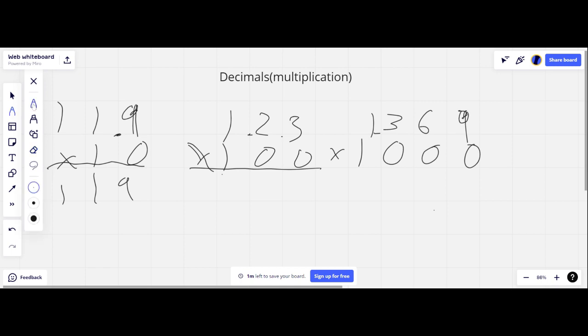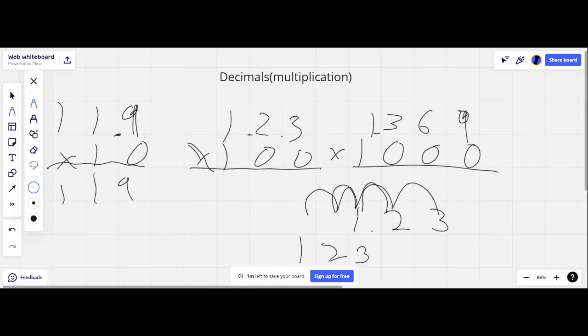Let's go on to the second question, which is 1.23 times 100. So as I said, when we multiply, we move to the left, and the number of zeros we have is the number of jumps we do. So we have 2 zeros, so let's jump twice to the left. 1, 2. So 1, 2, 3, and the decimal point is our anchor again, so it always stays there. So our answer is 123.